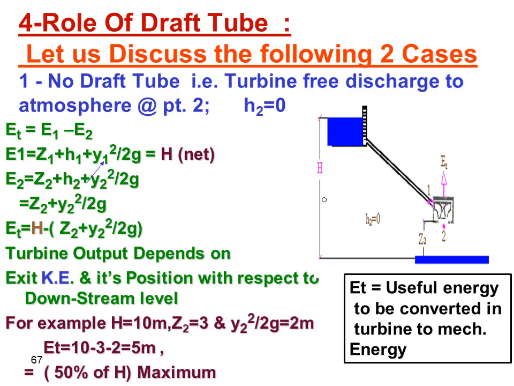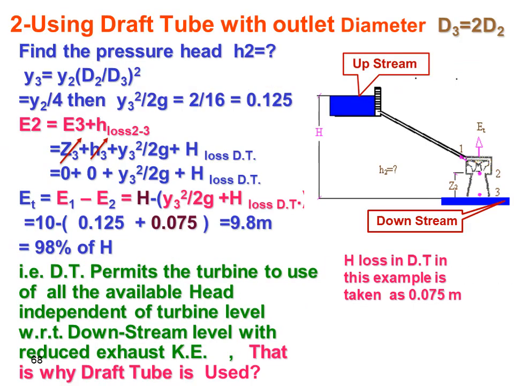This means you only use 50% of the available head as mechanical energy, as a maximum value. Why maximum value? We know that energy conversion is accompanied by losses inside the turbine. The other case: just connect the turbine outlet at section 2 to the downstream through a conical shaped pipe, a divergent pipe.